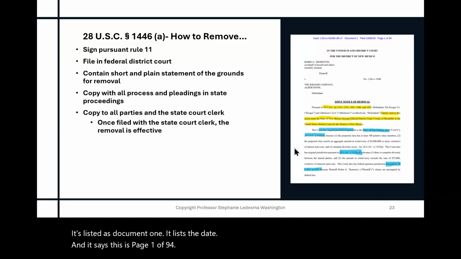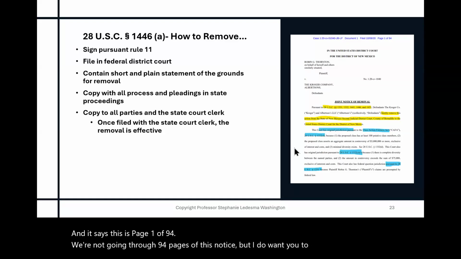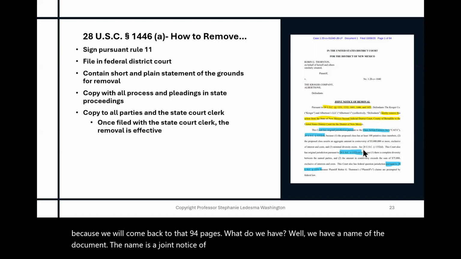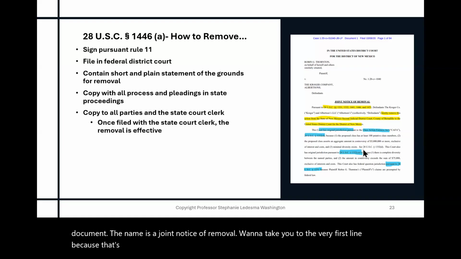We're not going through 94 pages of this notice, but I do want you to make a note of that because we will come back to that 94 pages. What do we have? Well, we have a name of the document. The name is a joint notice of removal. I want to take you to the very first line because that's something worthy of being very excited about.